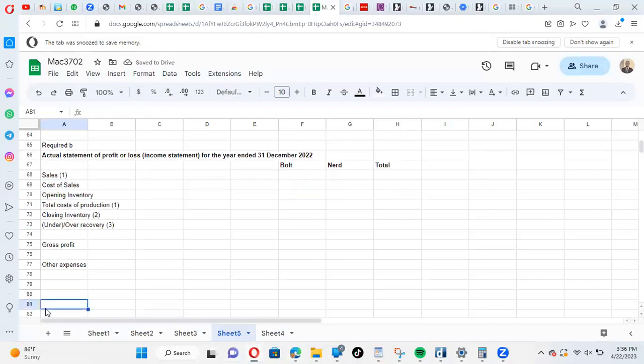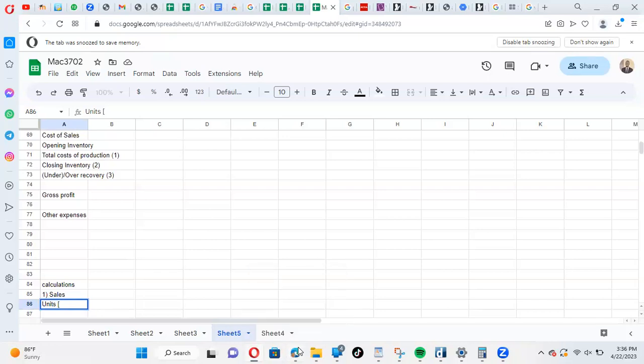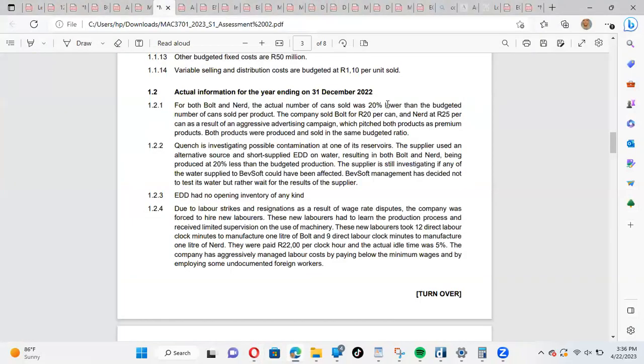So remind me as we go down to make adjustments on the referencing, sorry, for our calculations. It's calculation, so it's the sales. Right. What is the units now? What are the sales units? So let's go and check. So it has to be 20% lower for both of them.